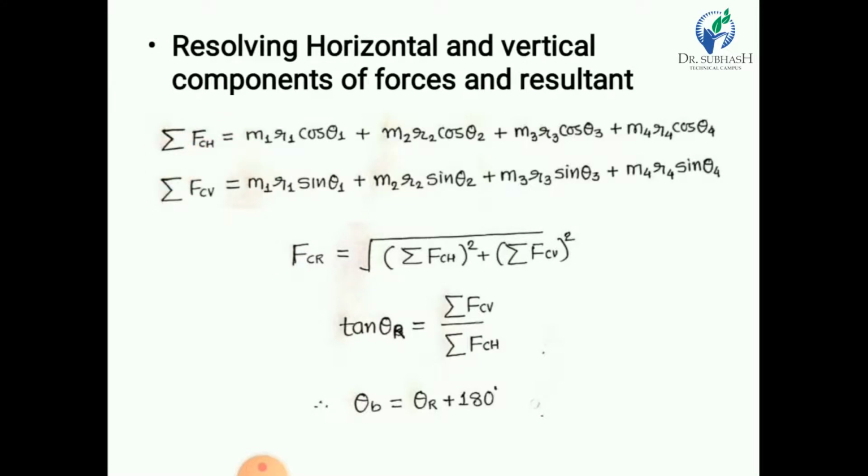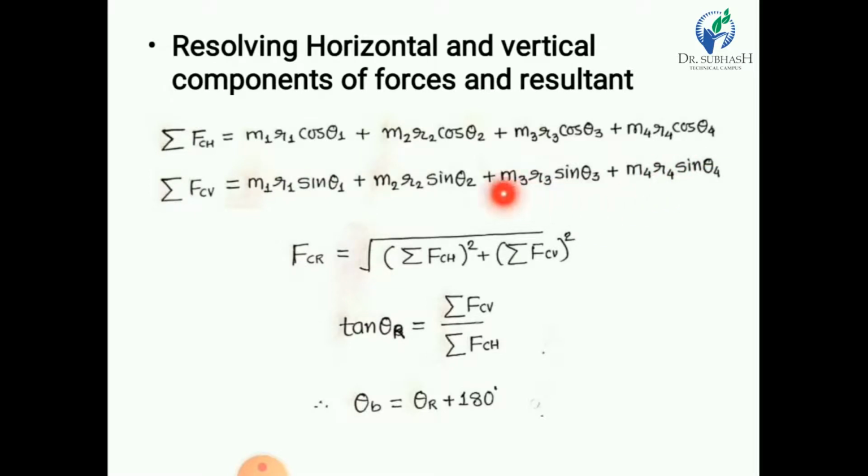So we know that the first centrifugal force is m1 r1, and because we are adding the horizontal component, we consider cos theta 1. So m1 r1 cos theta 1 plus m2 r2 cos theta 2 plus m3 r3 cos theta 3 plus m4 r4 cos theta 4. Similarly, we resolve the vertical component. So sigma FCV is equal to m1 r1 sin theta 1 plus m2 r2 sin theta 2 plus m3 r3 sin theta 3 plus m4 r4 sin theta 4.